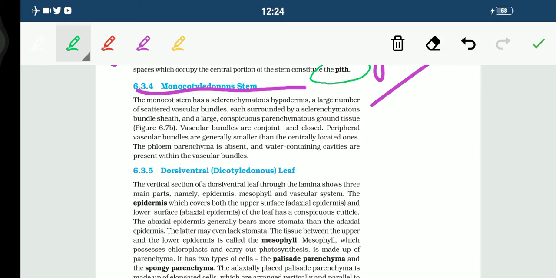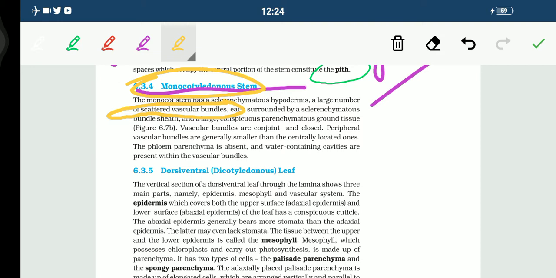Now students, coming on to the monocotyledonous stem. Here the monocot stem has a sclerenchymatous hypodermis. A large number of scattered vascular bundles are present, that we have already discussed, and each is surrounded by the sclerenchymatous bundle sheath.